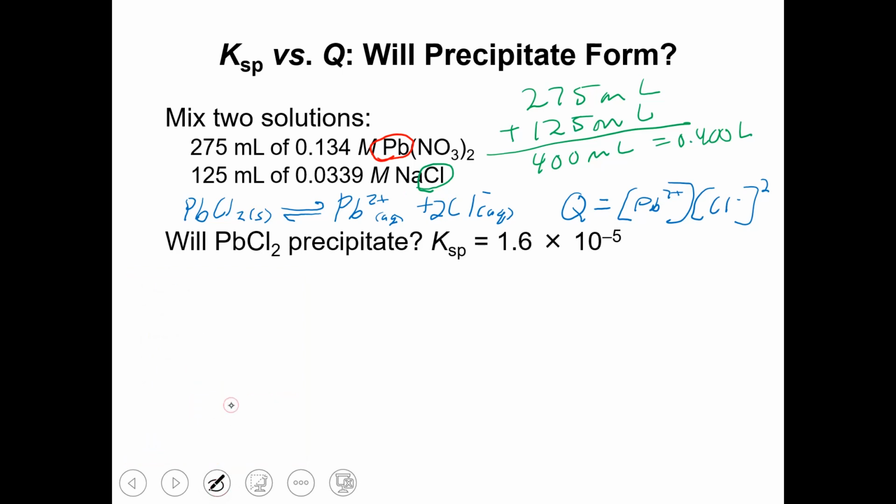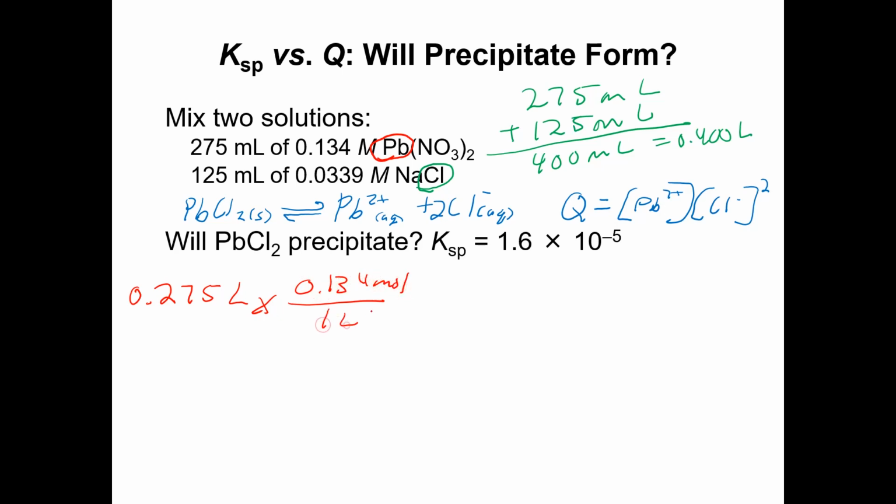So we have 275 milliliters of 0.134 molar lead nitrate. So 275 milliliters would equal 0.275 liters. So we have 0.275 liters of 0.134 molar, which means 0.134 moles per 1 liter. So 0.275 times 0.134 would give us 0.03685 moles.